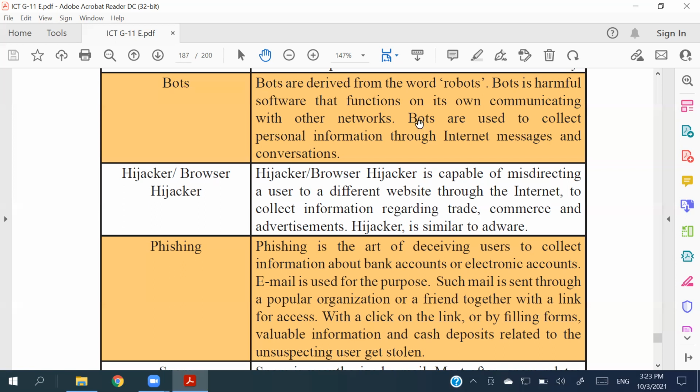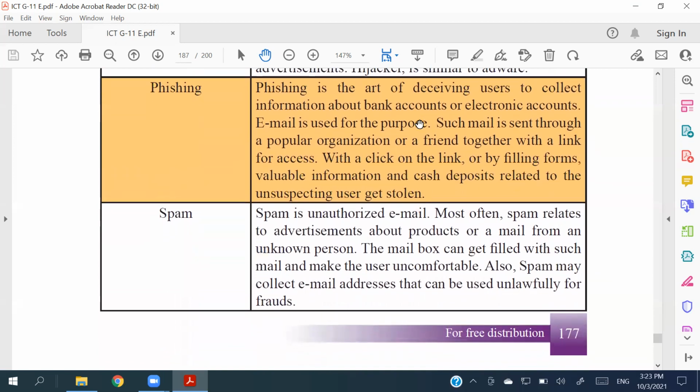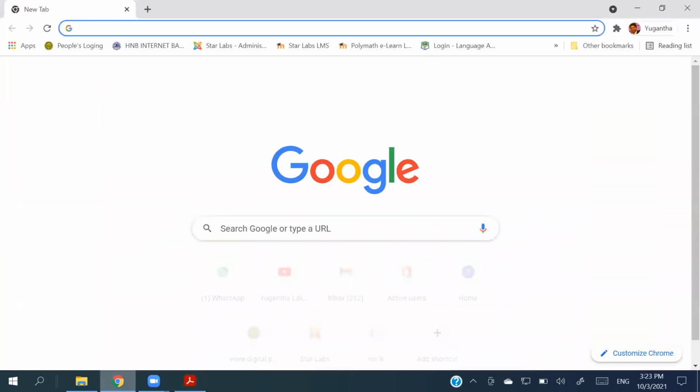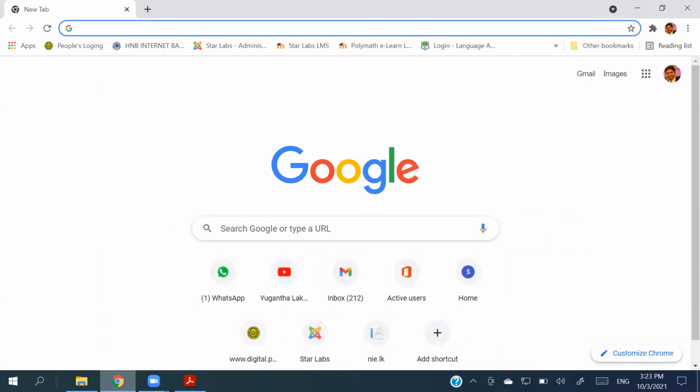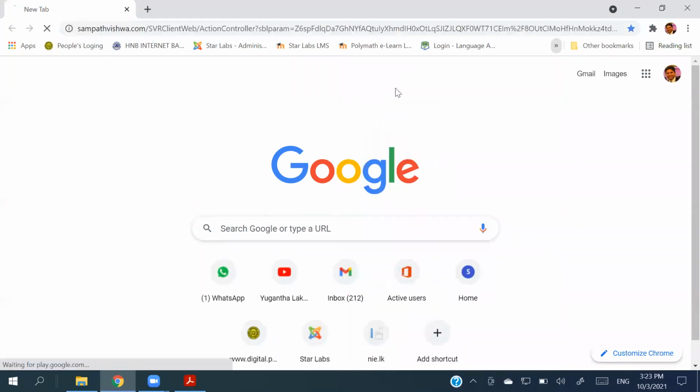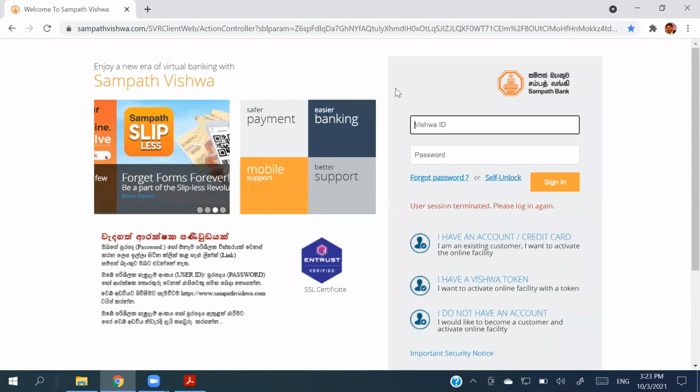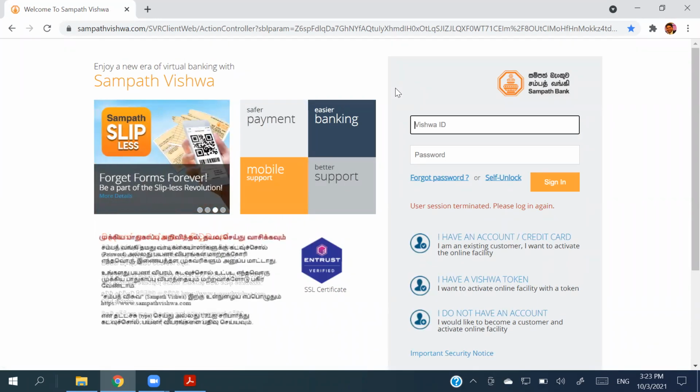When it comes to phishing, it is something very serious. Phishing alerts are always given by the e-banking system websites, right? I really don't remember whether I have shown some news regarding this. I'll show you the situation now. If you move to the Sampath Bank e-banking facility, it shows you this important security message, so that they are alerting about phishing attacks.